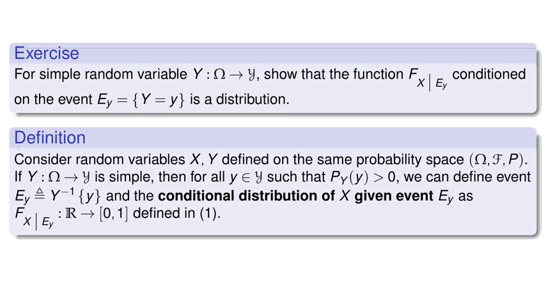Let's formally define this again. Consider random variables X and Y on the same probability space. If Y is simple, mapping Omega to script Y, then for all y in script Y with positive probability p_Y(y), we define the event E_y as Y equals y, and the conditional distribution of X given event E_y is the function F_{X|E_y} mapping R to [0,1] as defined in that previous equation.